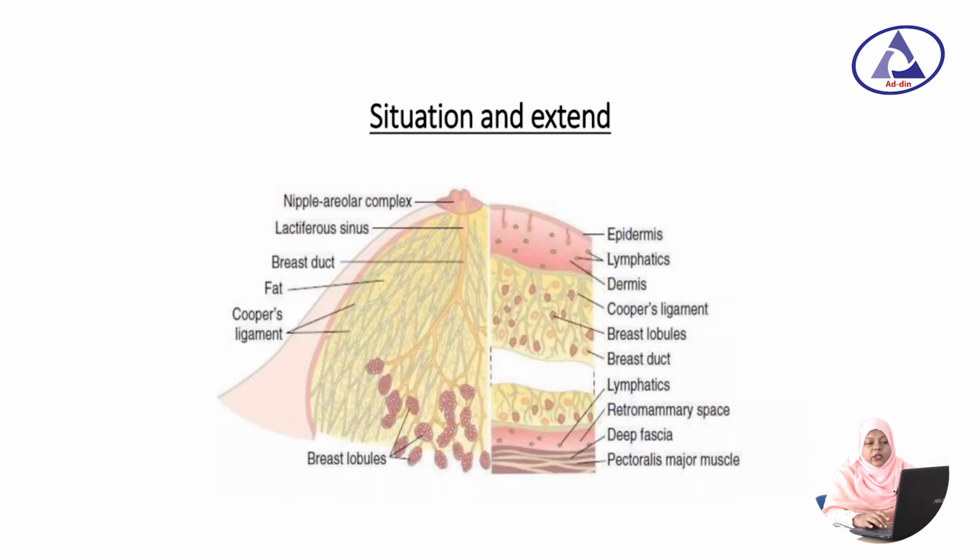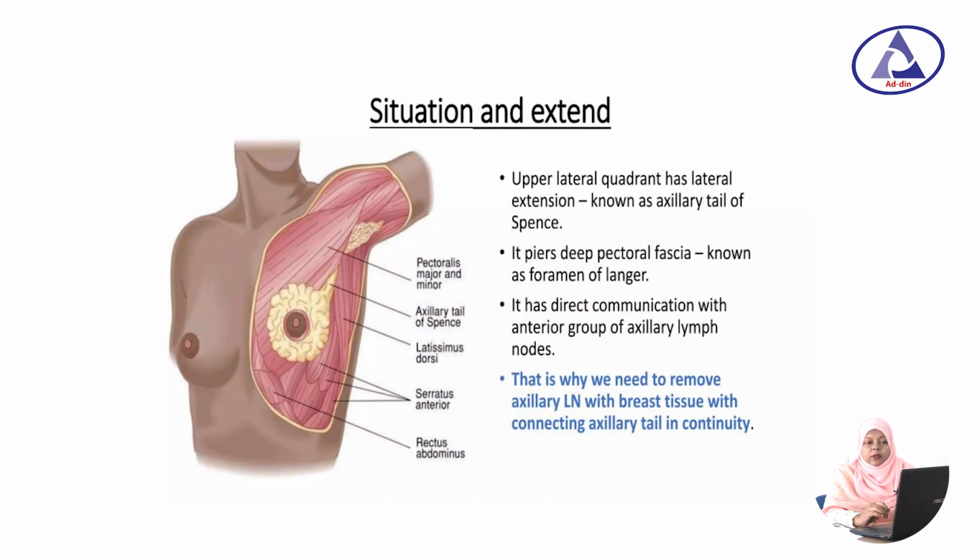In this picture we can see some structures of the breast. From above downwards it consists of epidermis, lymphatics, dermis, Cooper's ligament, which is the main structural support of the breast, then breast lobules, then breast duct, lymphatics, retromammary space and fascia. The upper lateral quadrant of the breast has an extension that is known as the axillary tail of Spence.